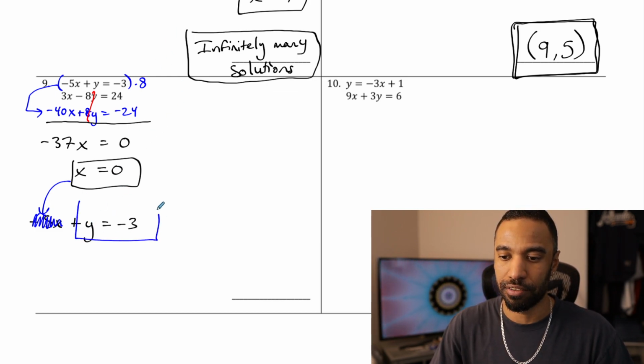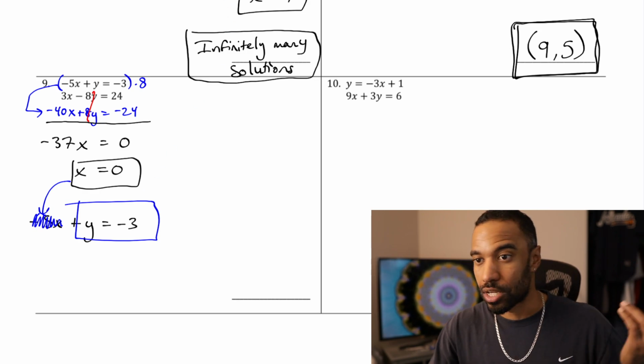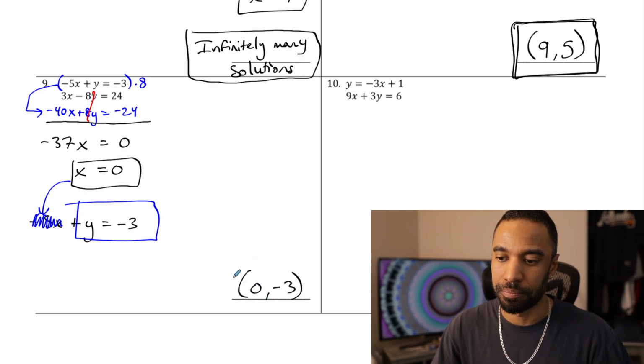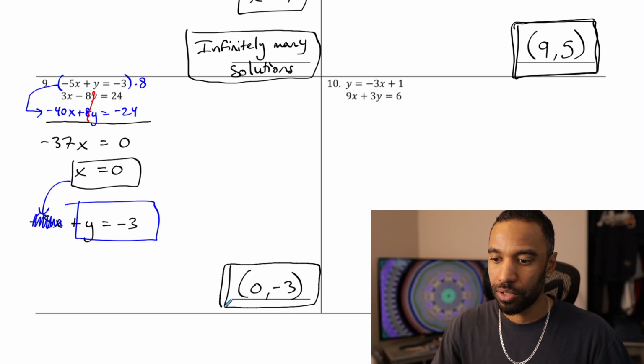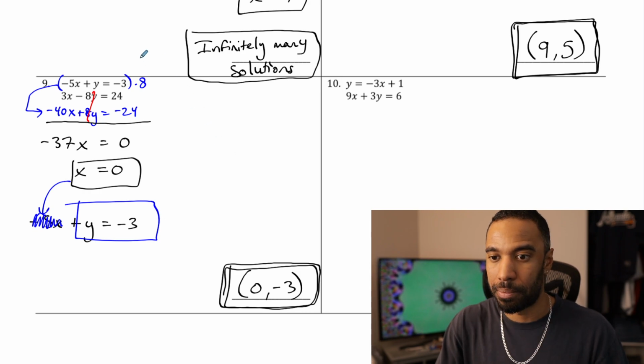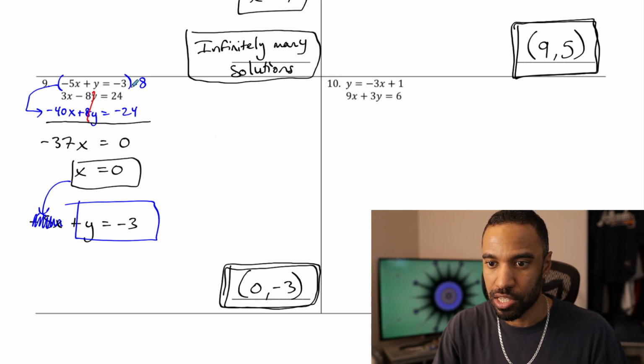I get y equals negative 3. That's my answer. So I expect my final solution here to be 0, comma, negative 3. So that one cleaned up pretty well. That was pretty good there. I'll use substitution method as well. Show you that one. Hopefully you can see me sneak this one right through.